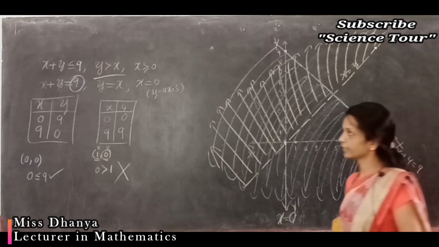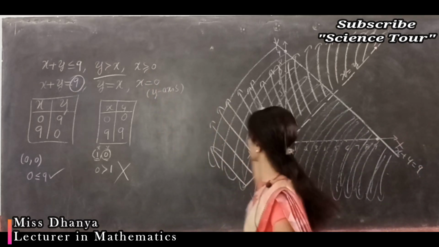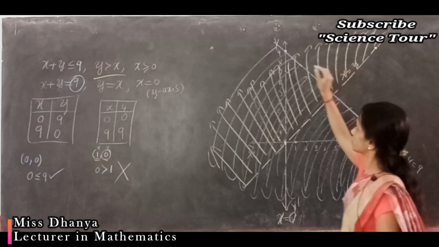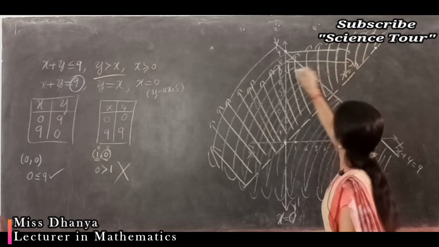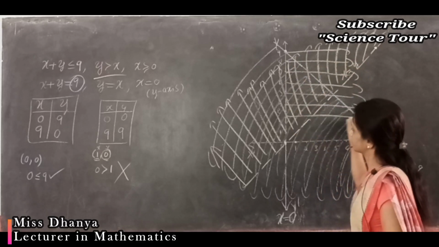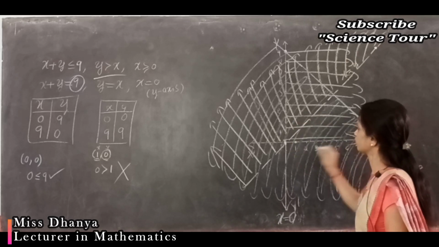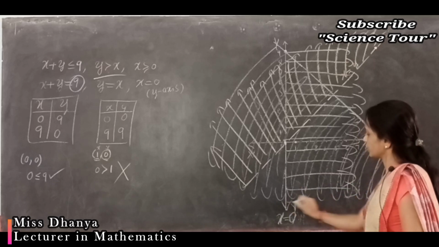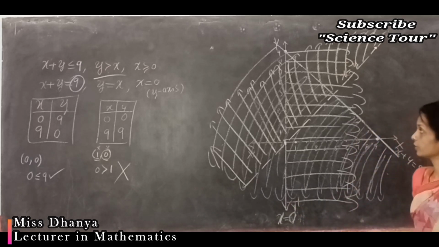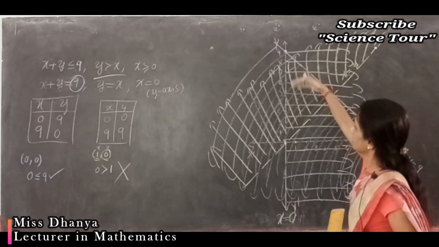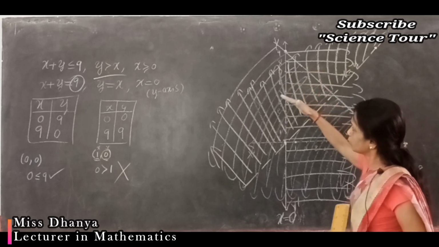And x greater than or equal to 0 means to the right side of this y axis. So give shading for this region, the right half plane, which means the right side of the y axis. Now, all these three colored shadings are there in which region? That is the common solution region, the common shaded region, where you have yellow shading, green shading and blue shading.